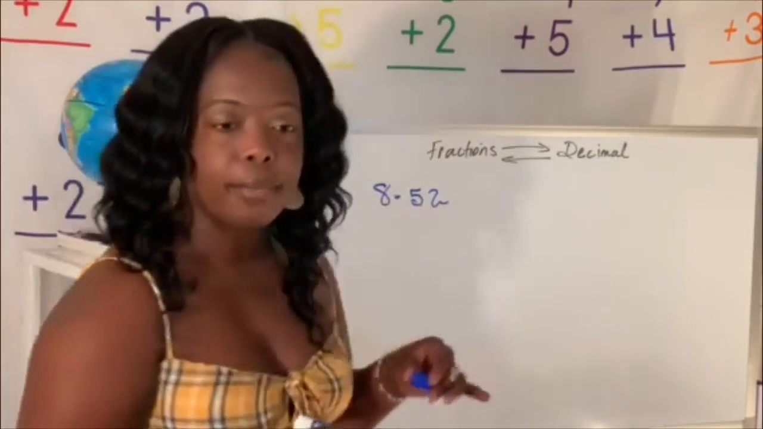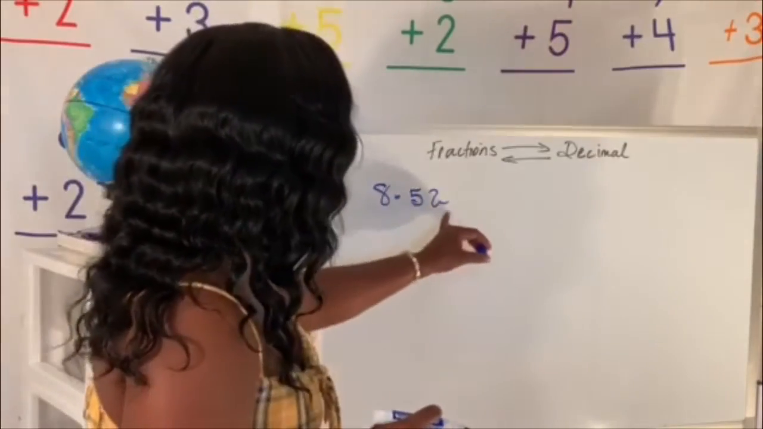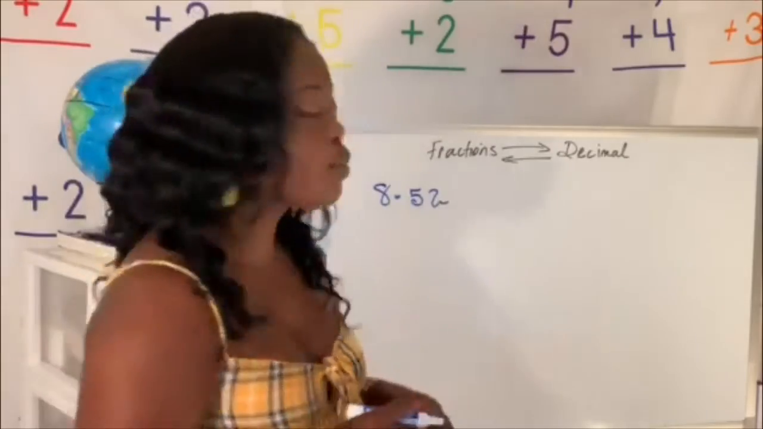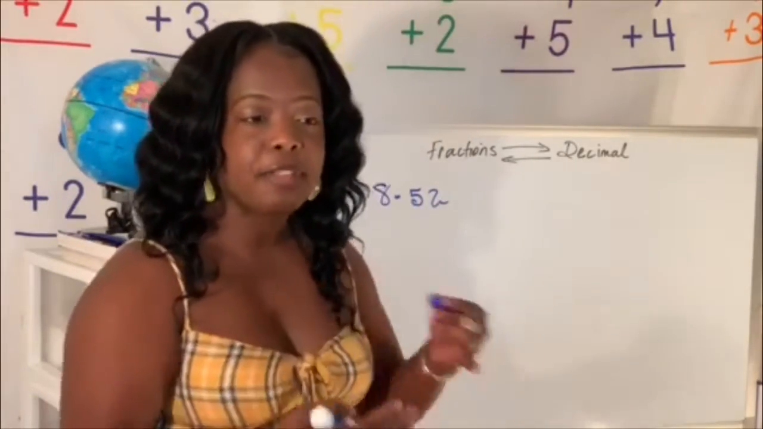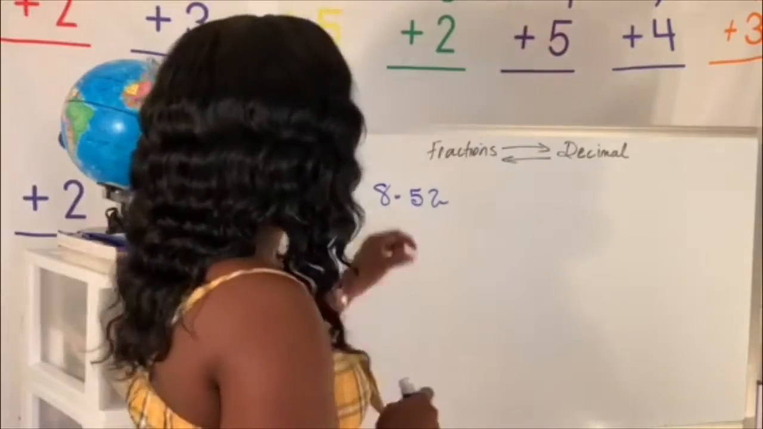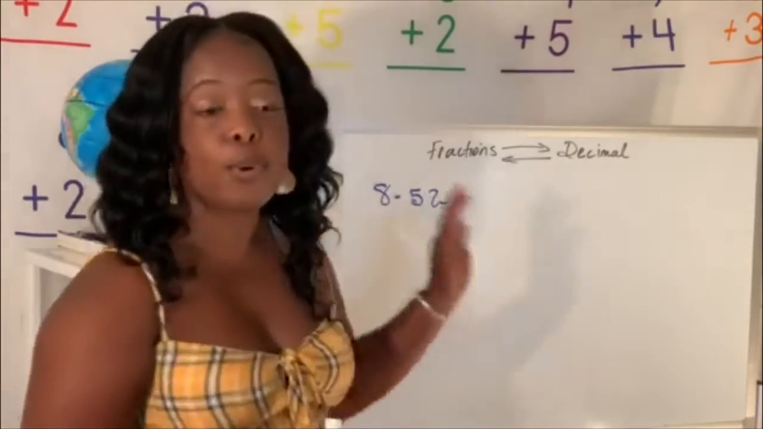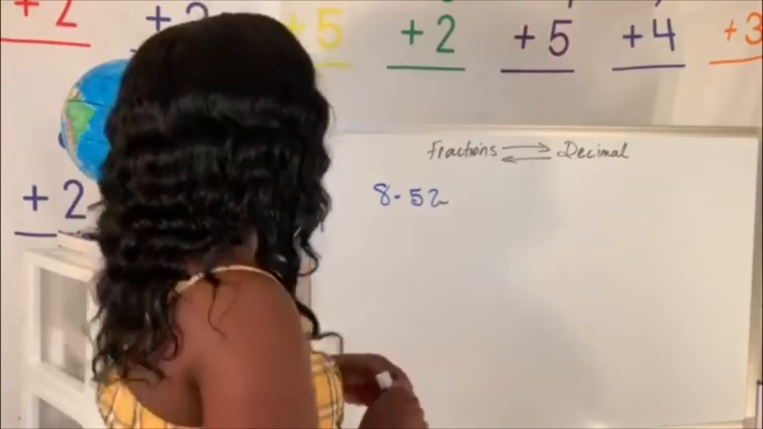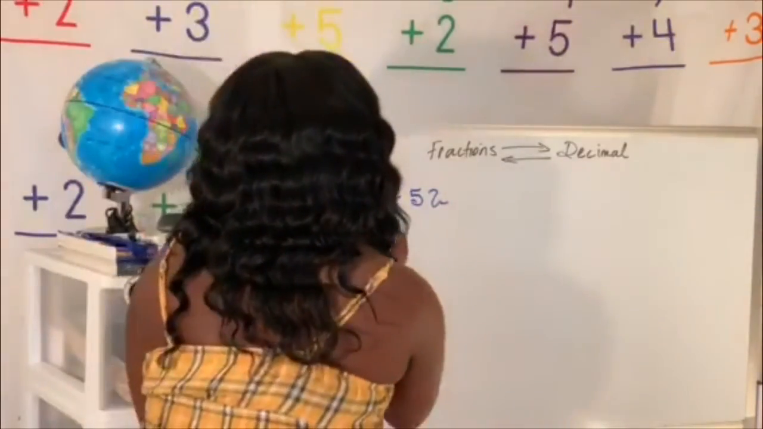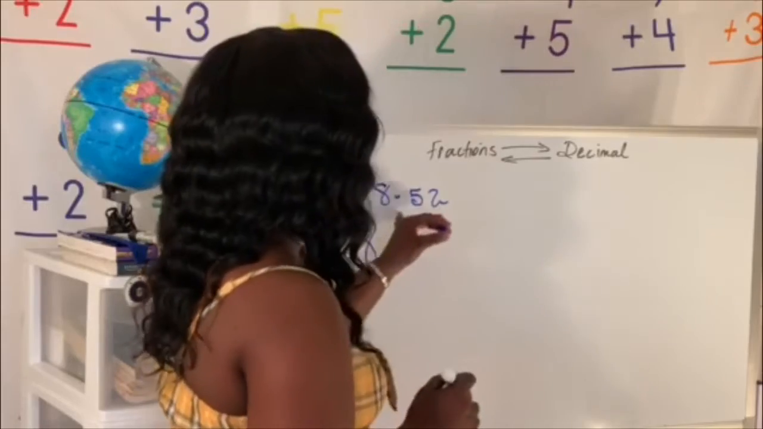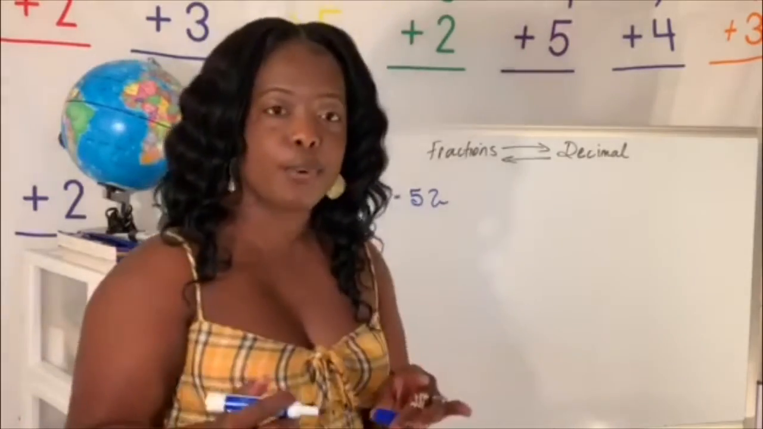So again, we have 8.52. 8 is our whole number, and 0.52 is going to be the decimal component, and we're trying to convert that decimal to a fraction because we already know that this is going to be the whole number component when we rewrite the fraction. So we can ignore this for now, or we can just put it to the side. So we know that 8 is our whole number and 0.52 is going to be the fraction component.